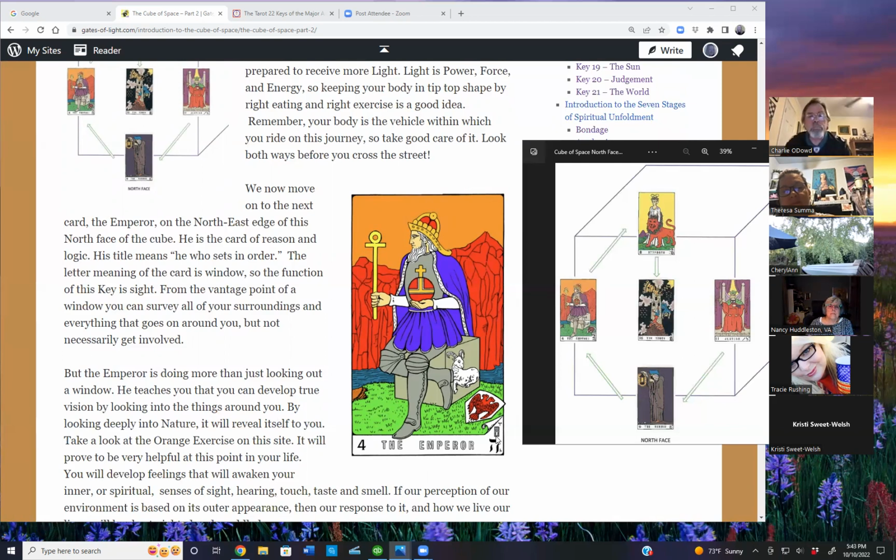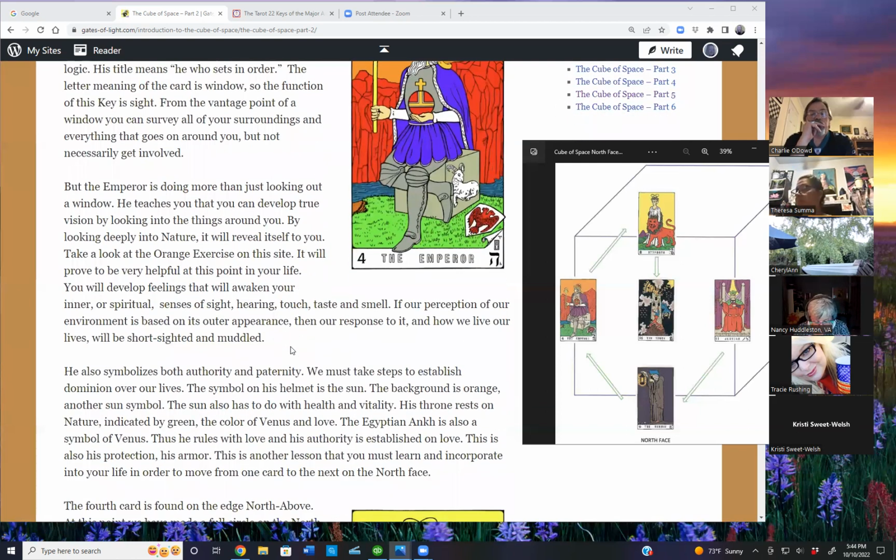Remember, when you're looking at the cards, you have all these little symbols to remind you what's going on in the card. From the vantage point of a window, you can survey all of your surroundings and everything that goes on around you, but not necessarily get involved. Keep a little distance, especially when chaos enters. Back off. Don't get involved. You don't have to. People go, oh, I've got to do this and fix that. No, not necessarily. Step back. See what's really going on. So look out like you're looking out through a window. You don't necessarily get involved.